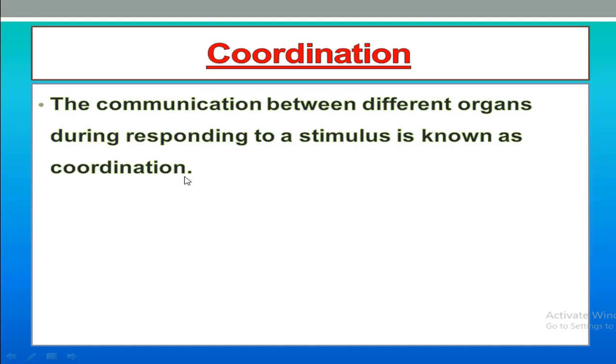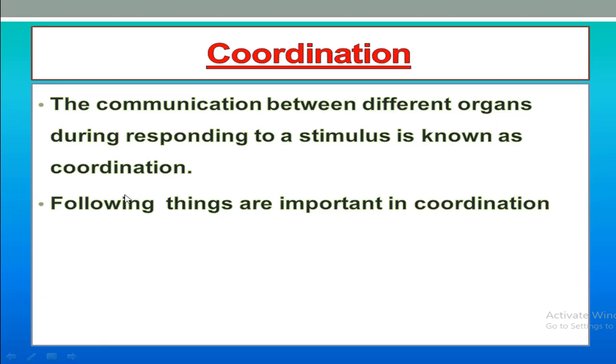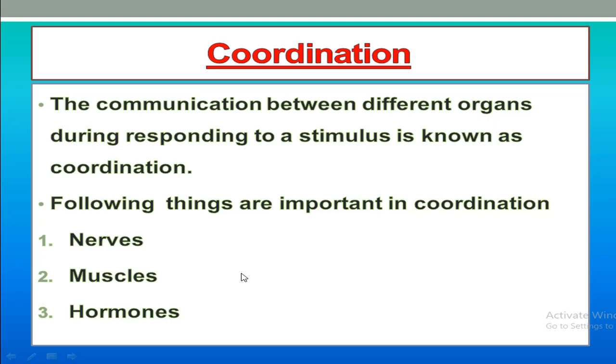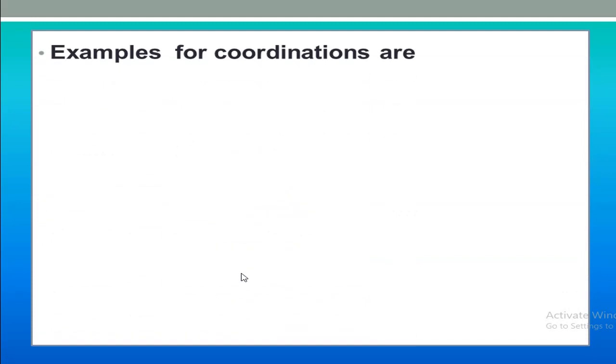Now we have learned about what irritability is and what coordination is. Right, the following things are important in coordination. What are the important things for the coordination? Nerves and muscles are the most important in the coordination. And not only nerves and muscles but also hormones are needed for the coordination.